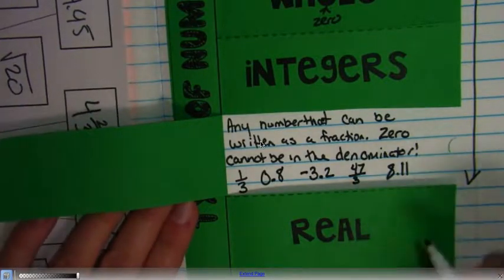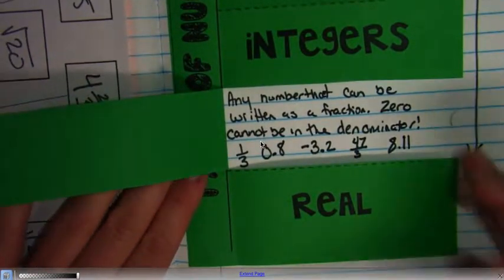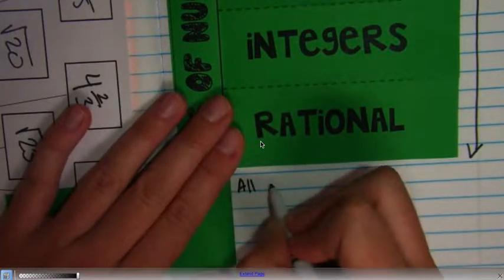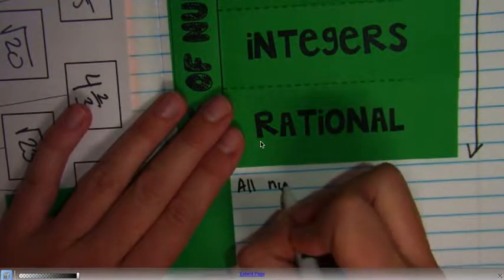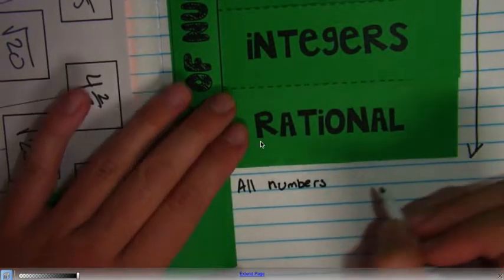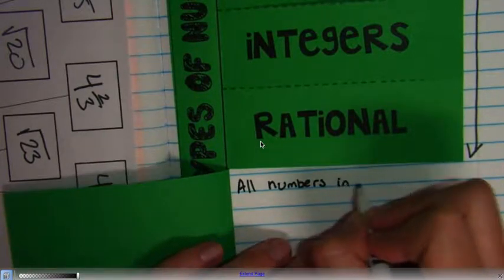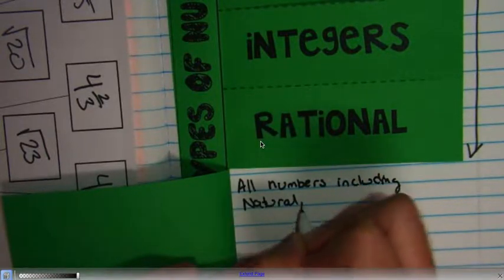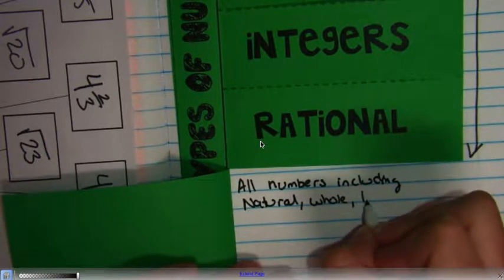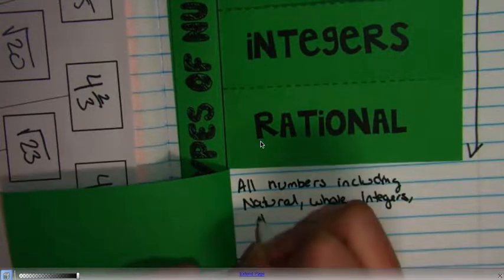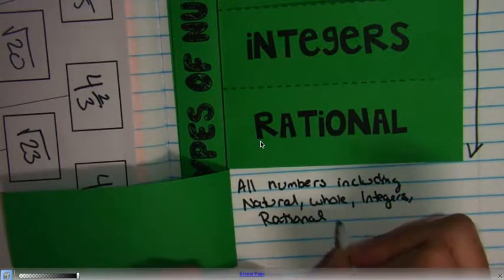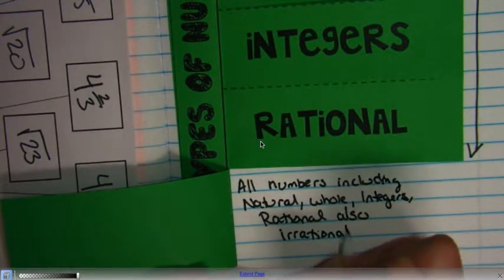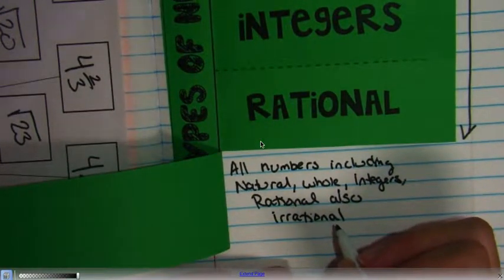All right. Real numbers, okay, are all our numbers, okay, numbers including natural, whole, integers, and rational. Also, irrational. We'll talk about irrational on Monday when we get to class.